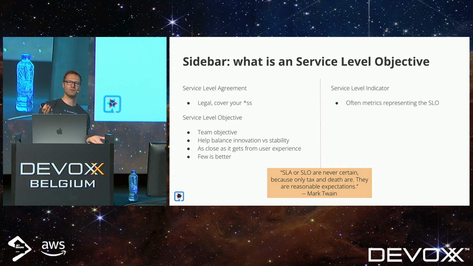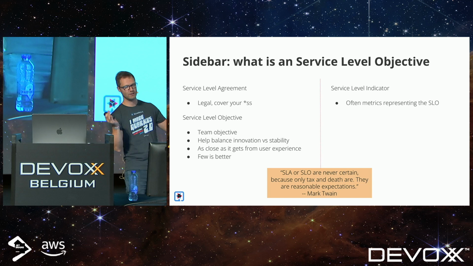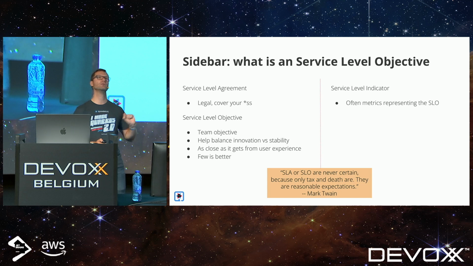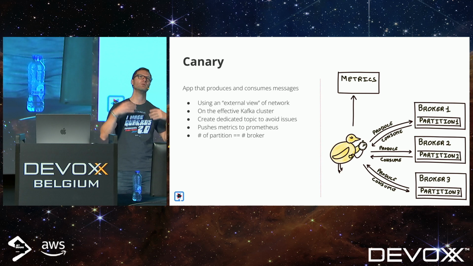Try not to put too many service level objectives, like start with, I don't know, 3, 4, 5 max. It's already a lot to try and control and measure. Try to have it as close as possible to the user experience, which I believe my definition for Kafka is a good one. So how do you do, like, you don't control the app, but you still want to have a proxy for an application reading and writing from Kafka.